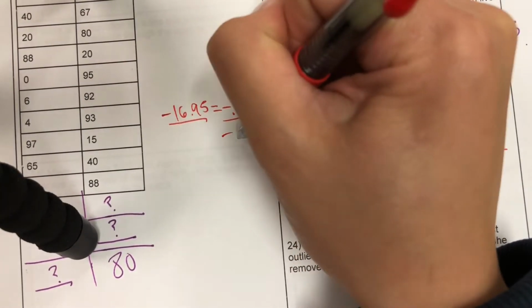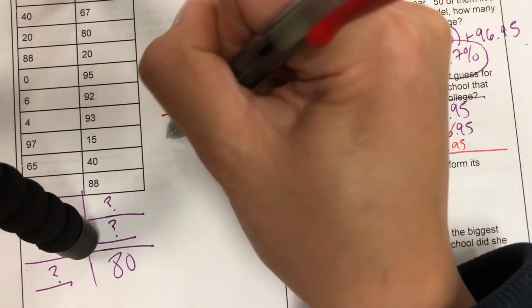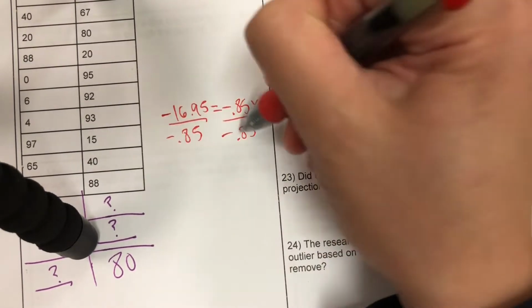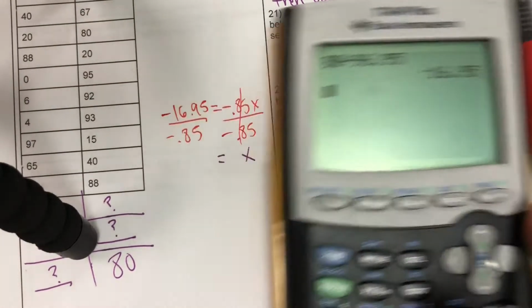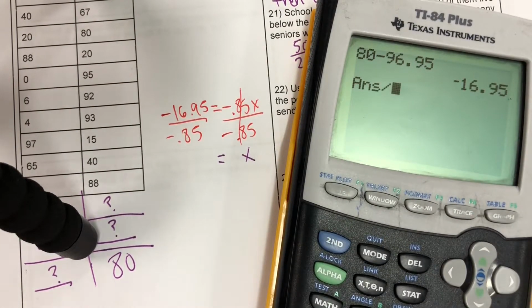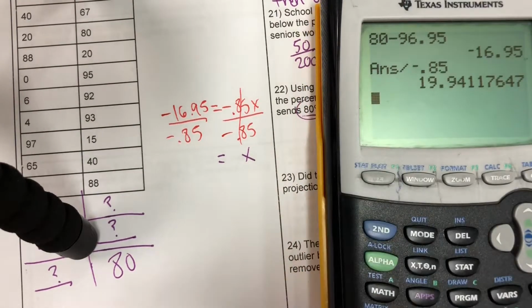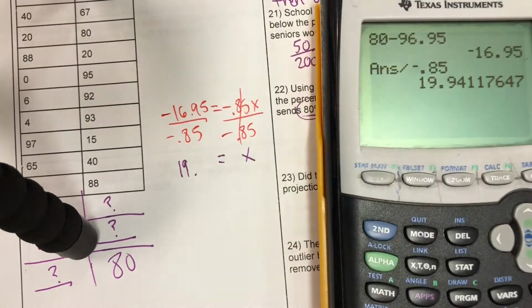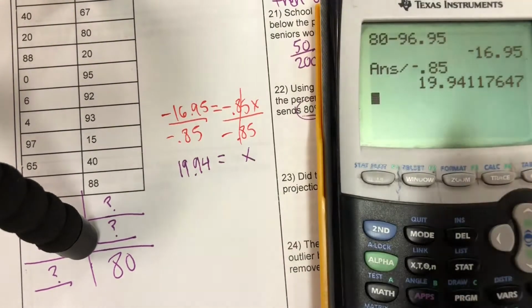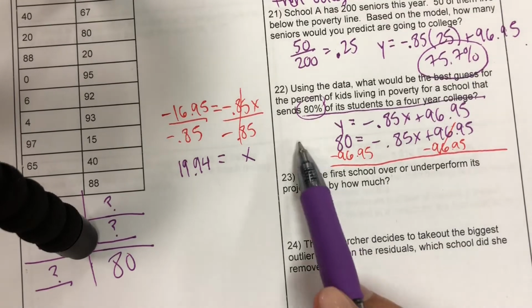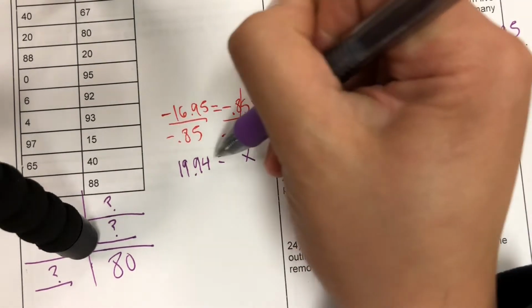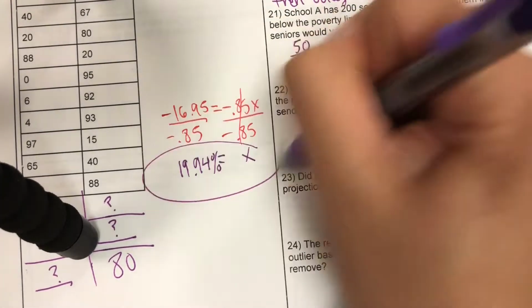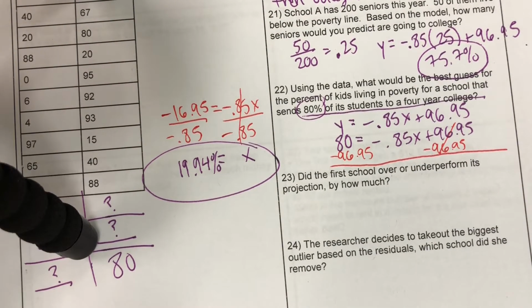My final step is to divide by negative 0.85. These cancel out. That's leaving x. And then on my calculator, let's do this divided by negative 0.85. So I have 19.94. So what does that mean? That means if a school is sending 80% of students to a four-year college, only 19.9% of students are living in poverty.